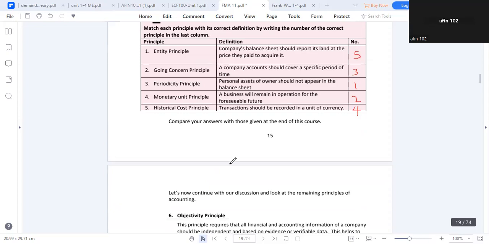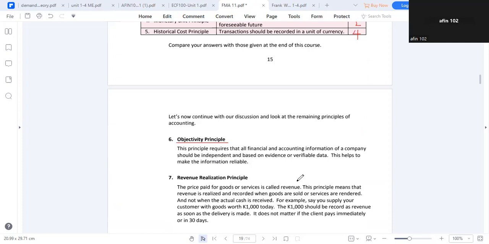Okay, so we also have the remaining. We have the objectivity principle, which simply assumes that the financial and accounting information of a company should be independent and based on evidence and verifiable data. This helps us make informed decisions.